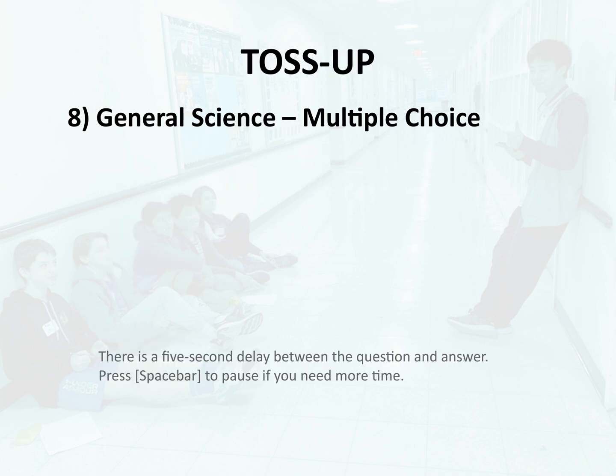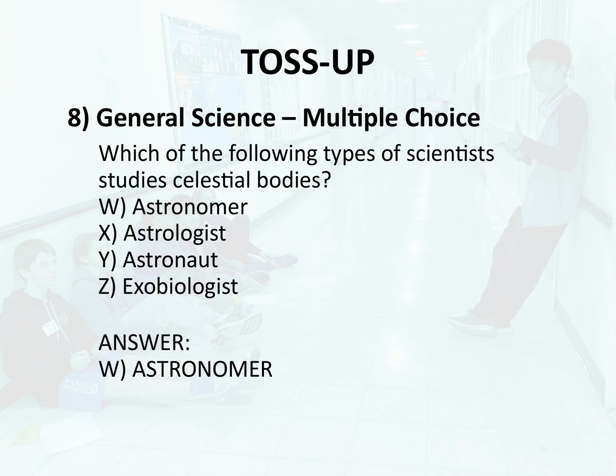Toss-up 8. General science, multiple choice. Which of the following types of scientists studies celestial bodies? W. Astronomer. X. Astrologist. Y. Astronaut. Z. Exobiologist. Answer. W. Astronomer.